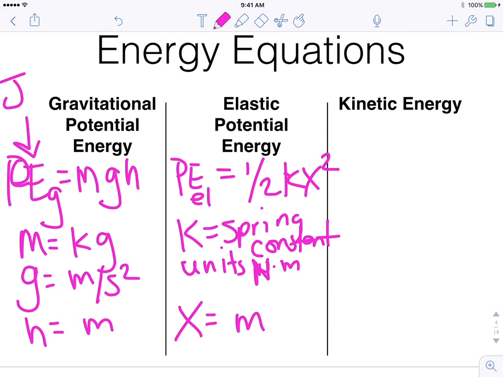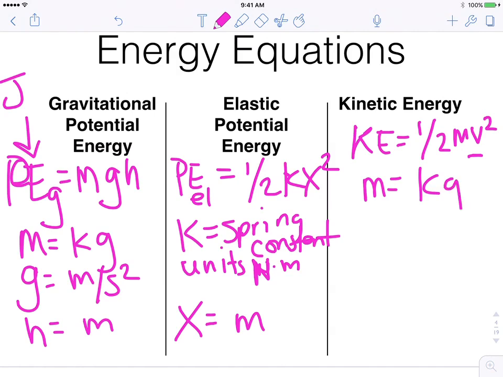Kinetic energy, real quick, and then I'm going to stop here. Kinetic energy, KE, remember it's energy in motion, and the way that we solve for kinetic energy is 1/2 m, the mass of the object, times velocity squared. V, because it's moving, right? M is kilograms, V is meters per second. You'll end up with meters squared per second squared, so you're going to end up with joules. Kinetic energy is joules. And it is also joules for elastic potential energy as well.